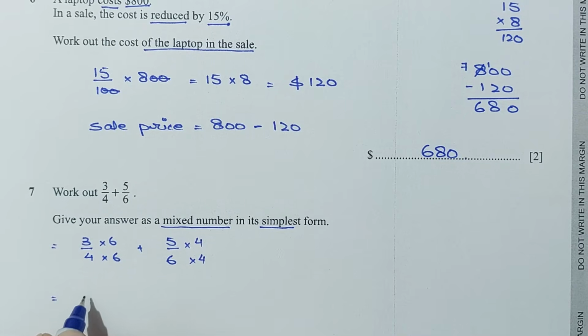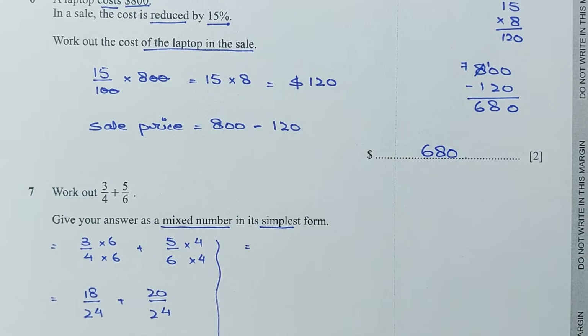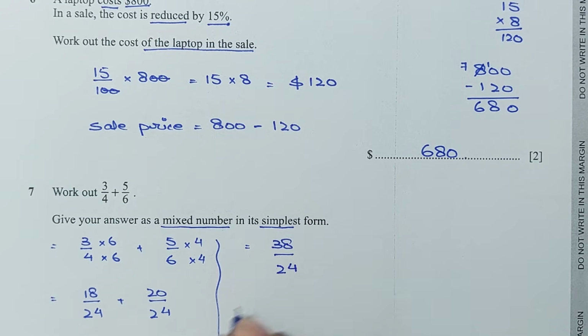Okay, so 3 times 6 is 18, and 4 times 6 is 24, plus 5 times 4 is 20, over 6 times 4 is 24. The denominators are the same, so just add the numerators 18 and 20, and the denominator is 24. Okay, so 18 plus 20: 0 plus 8 would be 8, and 1 plus 2 would be 3, so 38 over 24. Let me convert 38 over 24 to its simplest form.